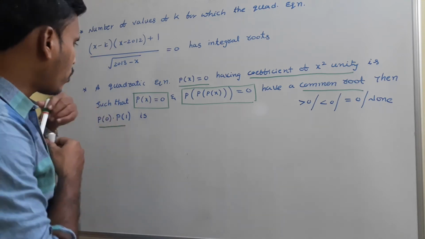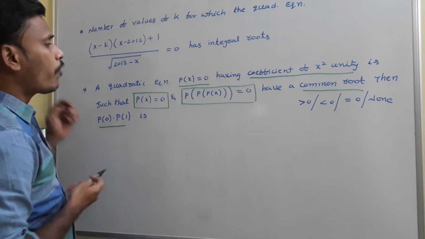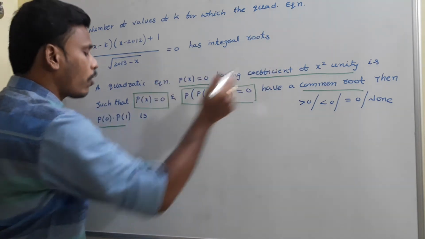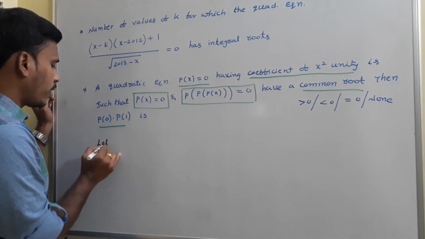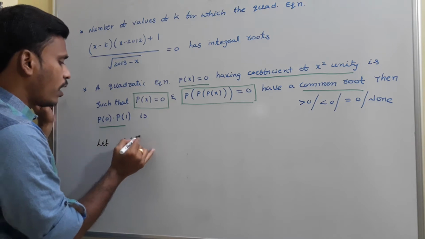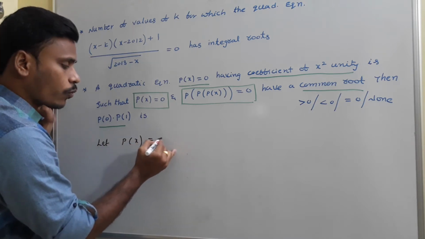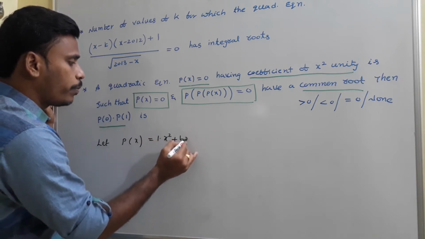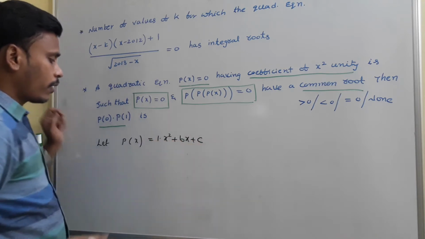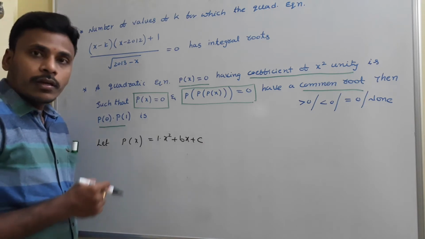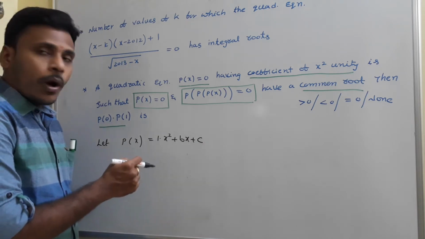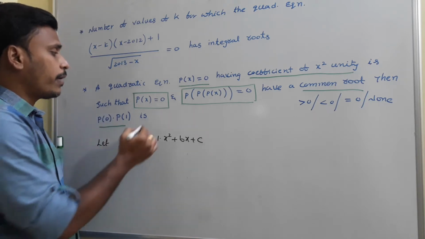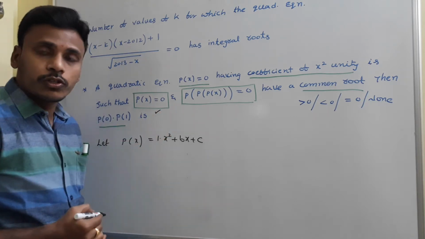First of all, p(x) = 0 is a quadratic with the coefficient of x square unity. So for that, let p(x) be, as they said, coefficient of x square unity, so 1 into x square plus bx plus c. Okay, p(x) is 1 into x square plus bx plus c, and as they mentioned, this p(x) = 0.